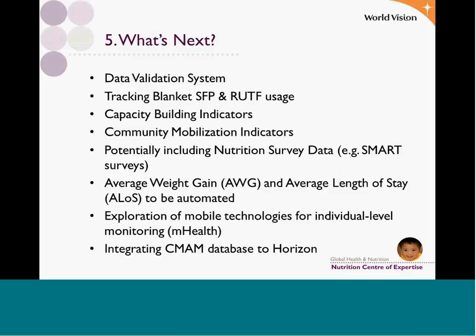Right now, all of this needs to be done by pen and paper, by hand, because we are collecting data at a collective level, not at an individual level. So we can't automate these two indicators yet, but we are exploring mobile technologies, collecting data using mobile phones for tracking individual level data. Once we are able to do this, we will be able to automate average weight gain and average length of stay.